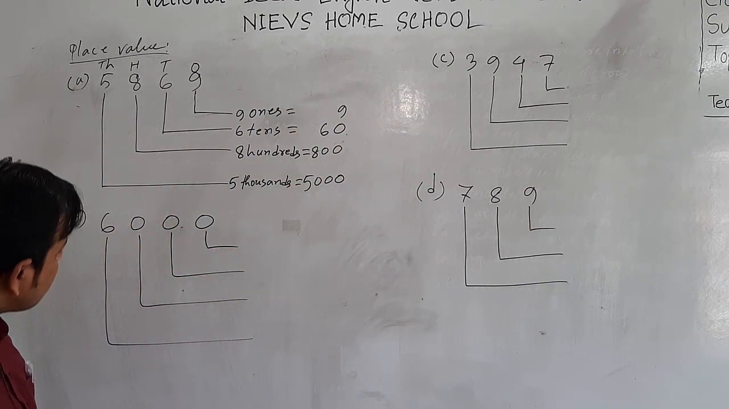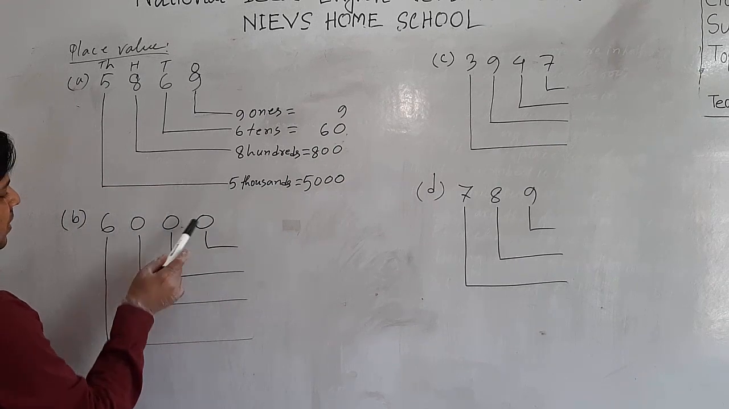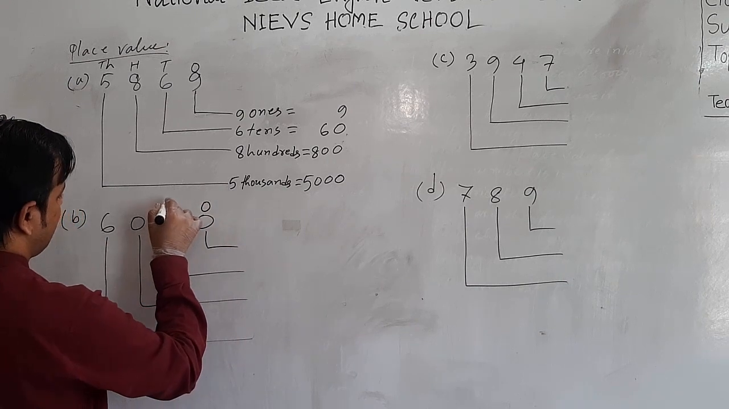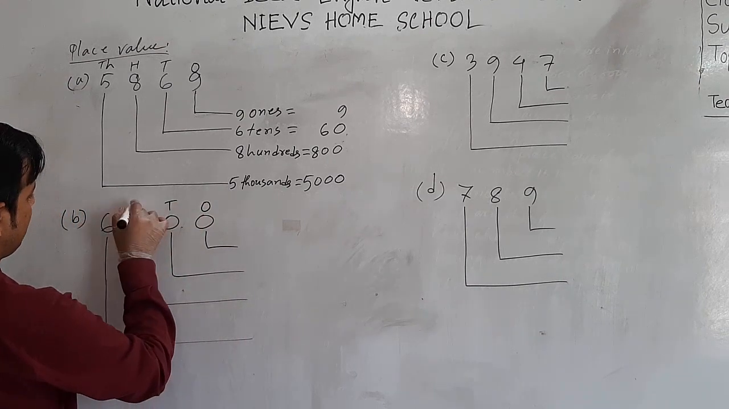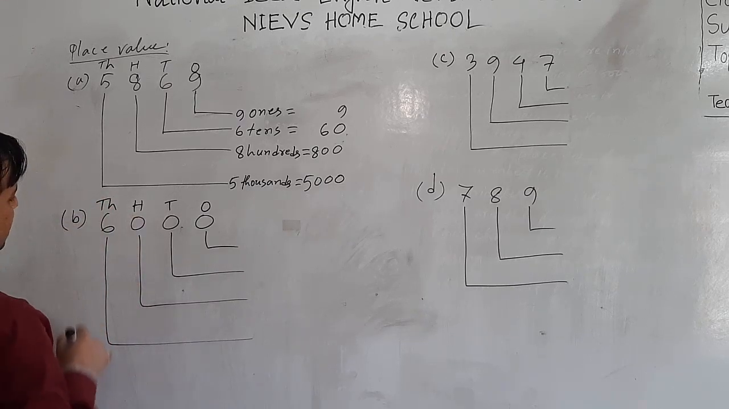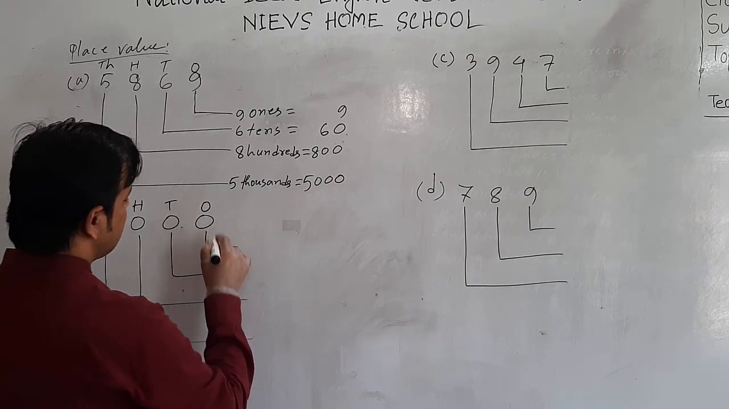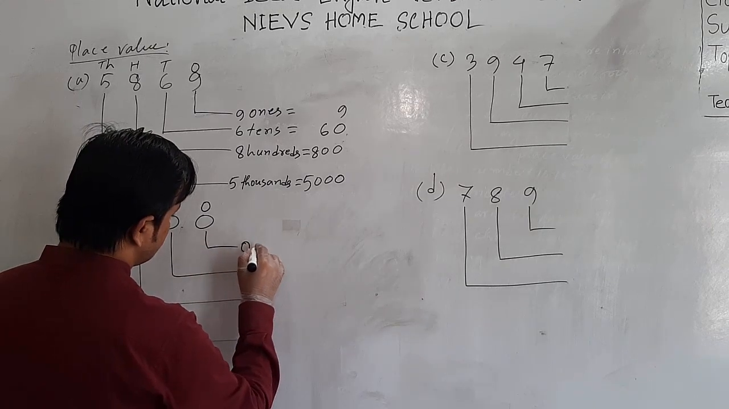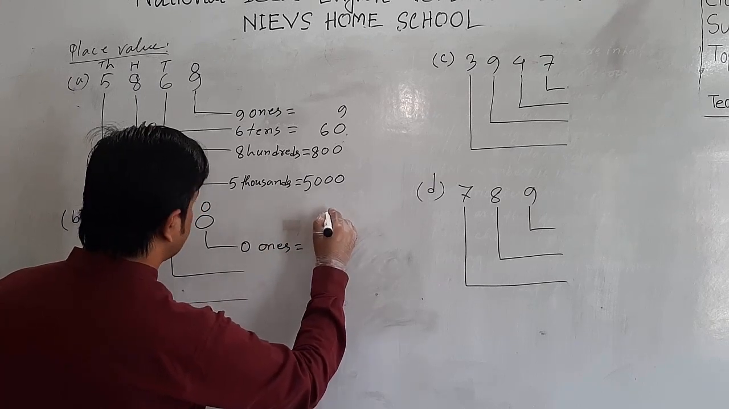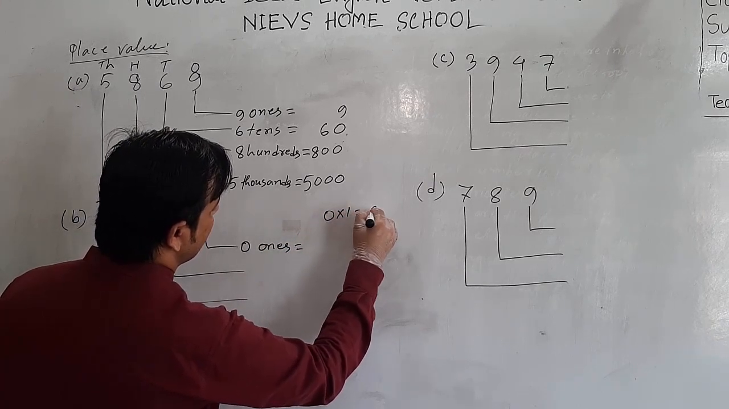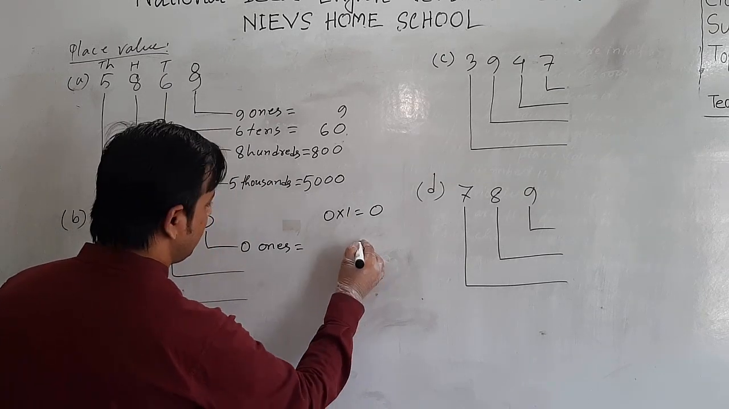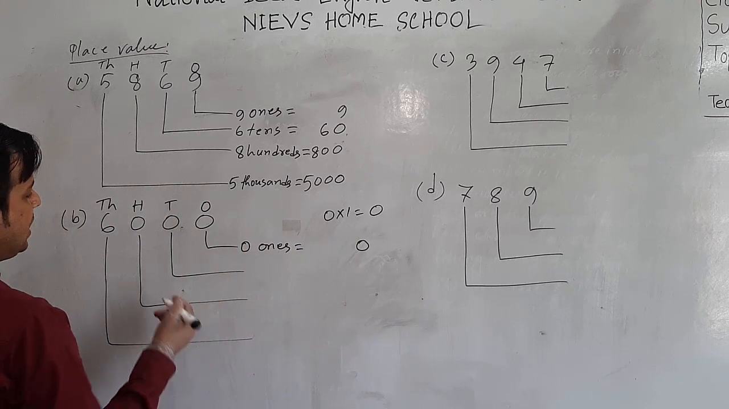B. 6000 is a number. Here first digit is 0, that is in ones position, tens position is also 0, hundreds position is also 0, thousands position is 6. Now place value of first digit 0 ones. If we multiply 0 by 1, it will be 0. So you can write place value of 0 ones is 0.